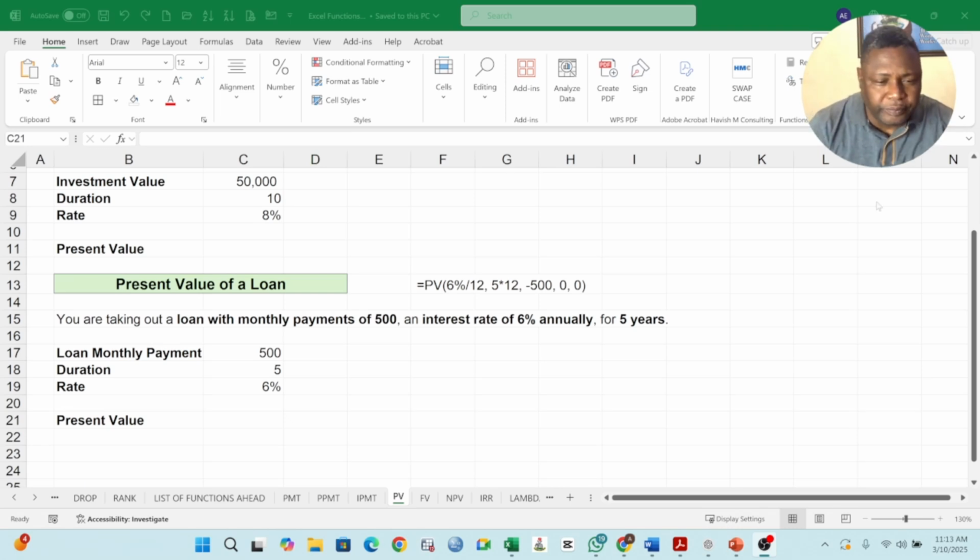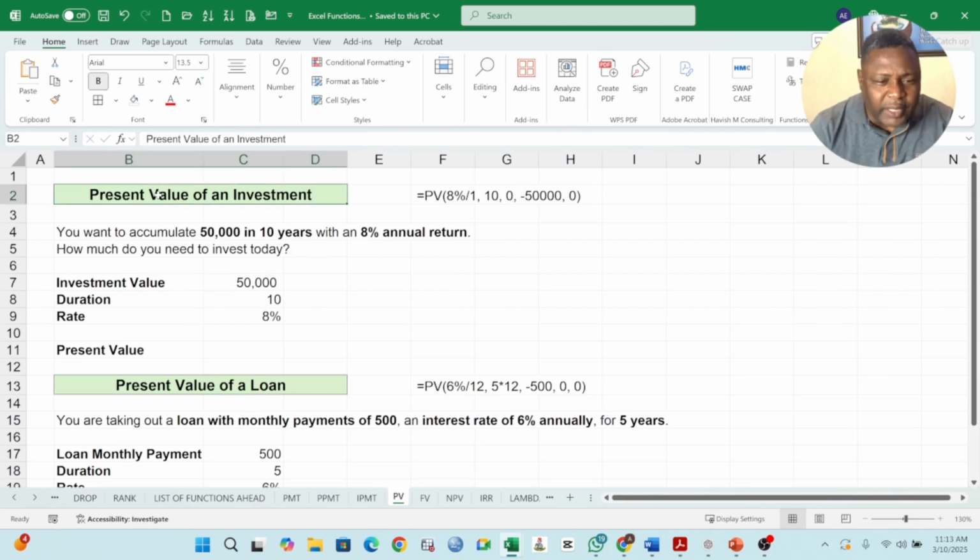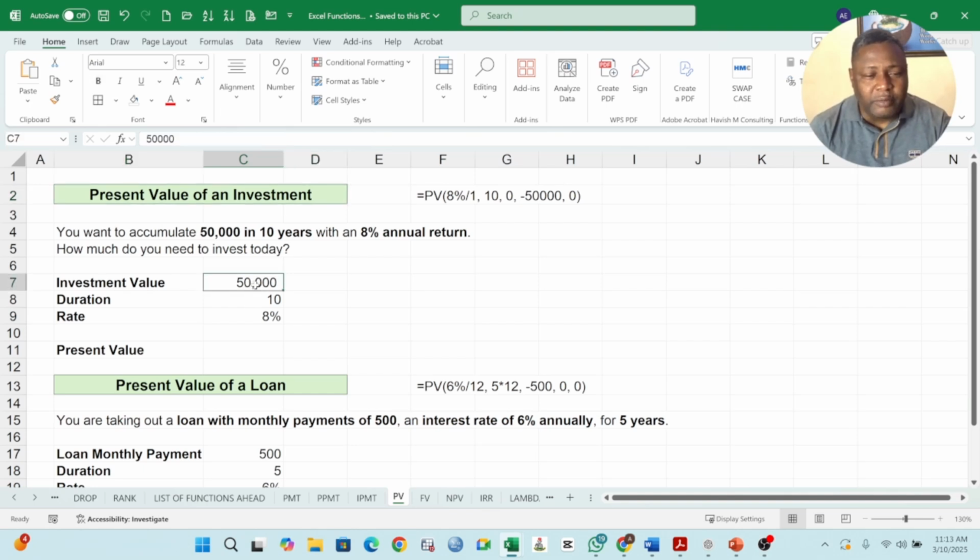So we have this example. Let's look at the first one. The present value of an investment. So you want to accumulate 50,000 in 10 years with an annual rate of 8%. So how much do you need to invest today? So you have the investment value that you want to accumulate in 10 years is 50,000. The duration is 10 years. The rate is 8% annually.